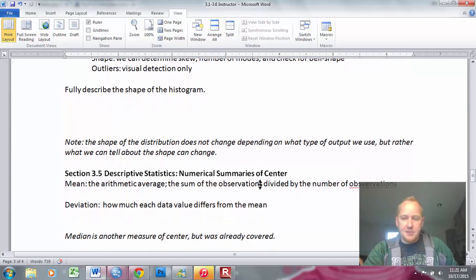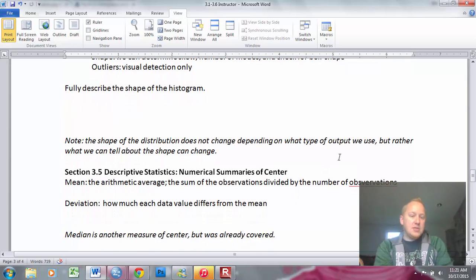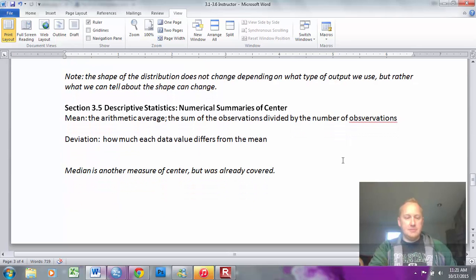Oh, that's pretty much exactly what we have here in my notes. The shape of the distribution does not change depending on what type of output we use. Rather, what we can tell about the shape can change.